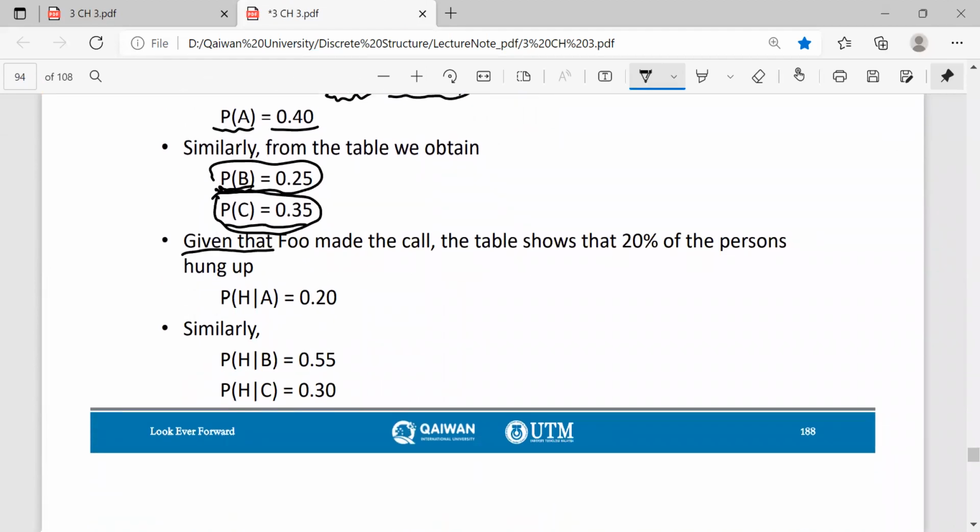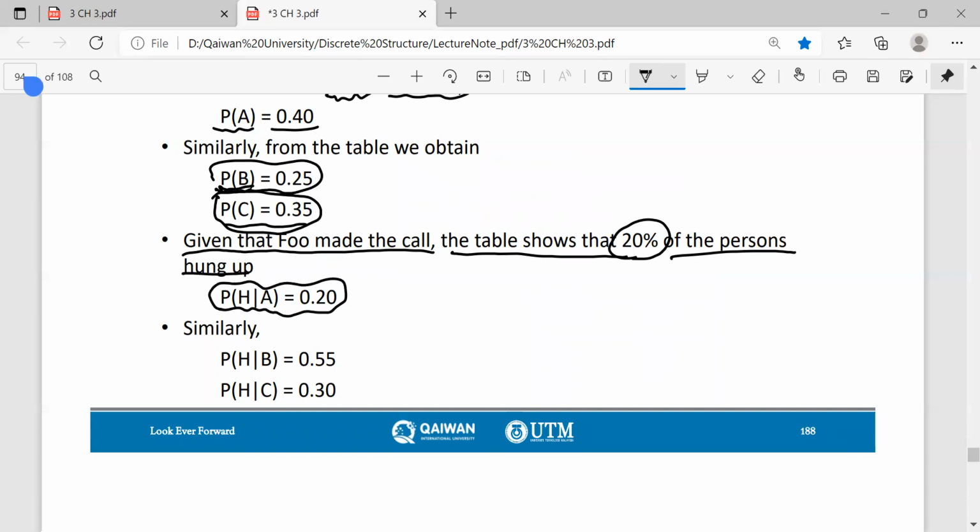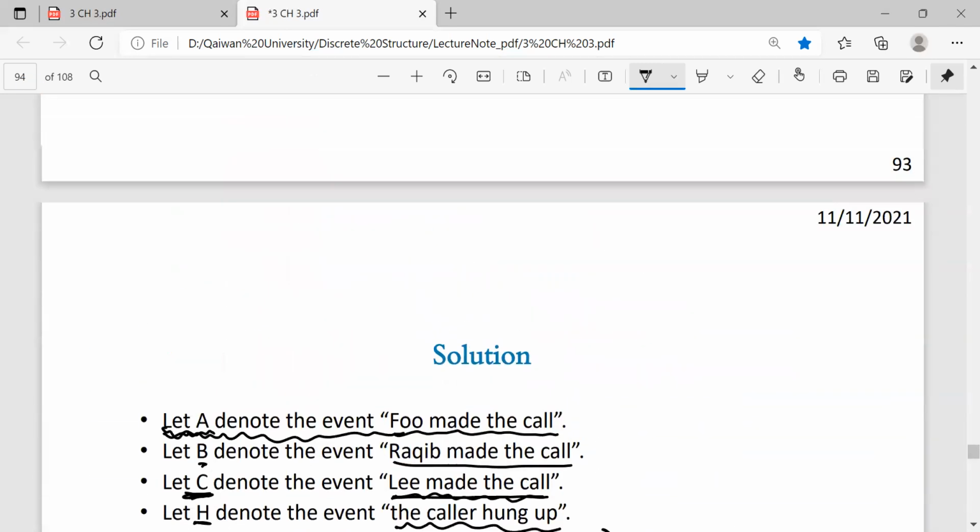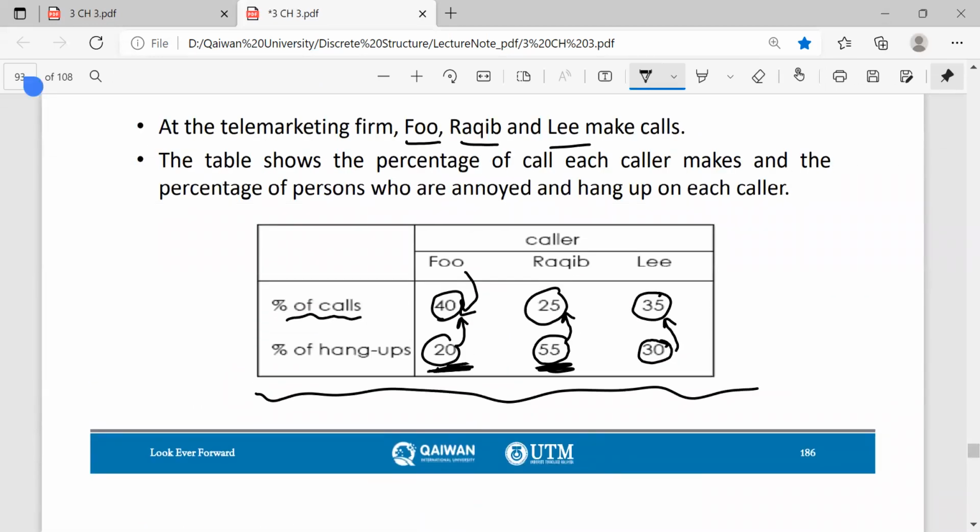We say, given that Fu made the call, it's given. Since Fu made the call, the table shows that 20% of the persons hung up, which is the probability of H given A. A is given, which is the call made by Fu. So what's the percentage of hung up in that case? It is 20%, which is 0.20. That's the probability.